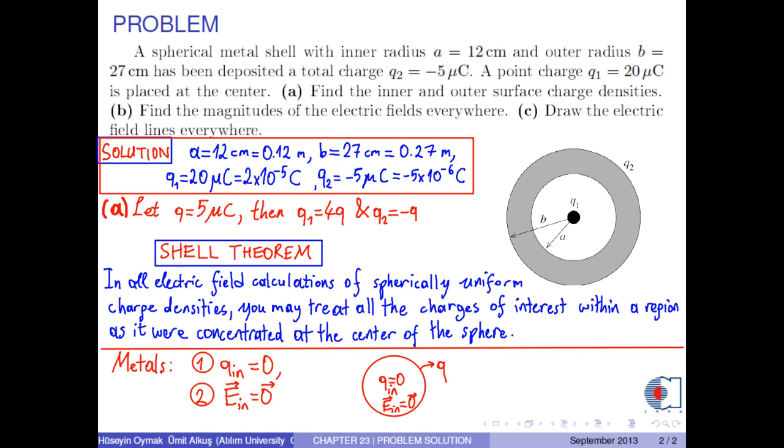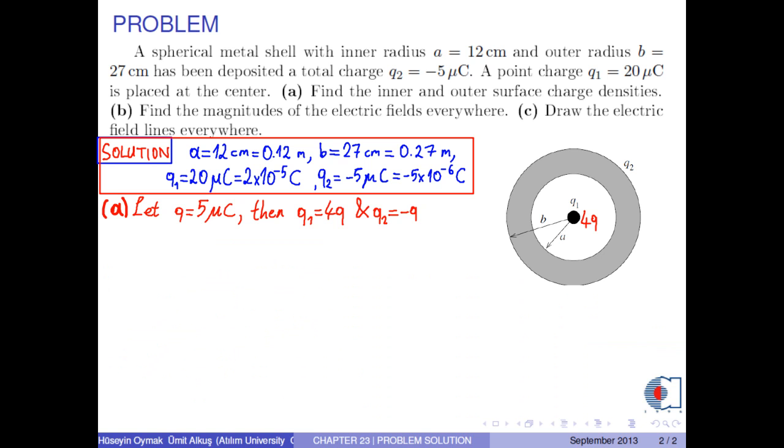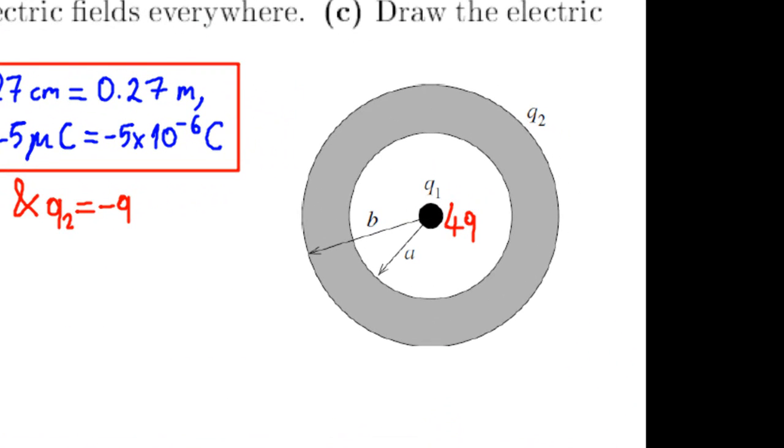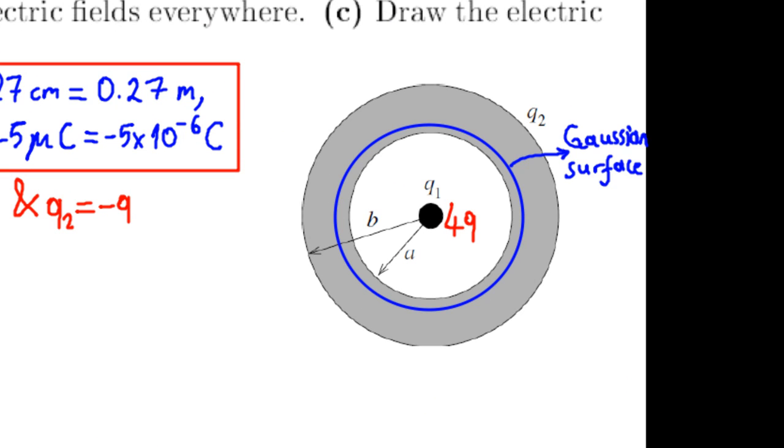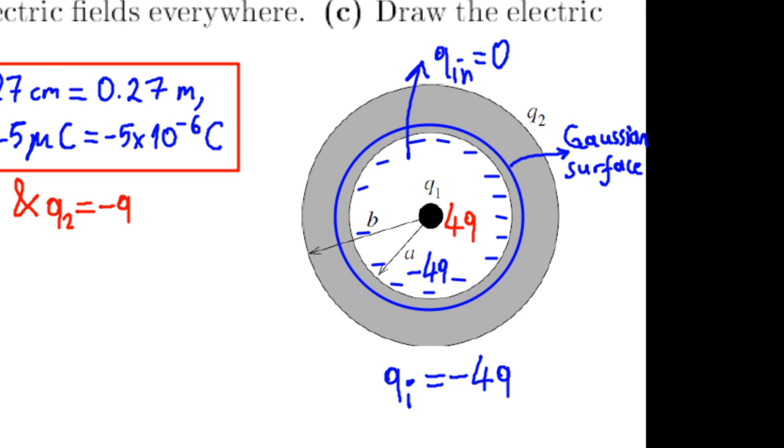Okay, let us solve the problem. Q1 is given as 4Q. Now, if we draw a Gaussian surface enclosing the inner surface of the metal, according to the shell theorem, the charge inside this metal is 0. Therefore, the charge on the inner surface becomes -4Q.